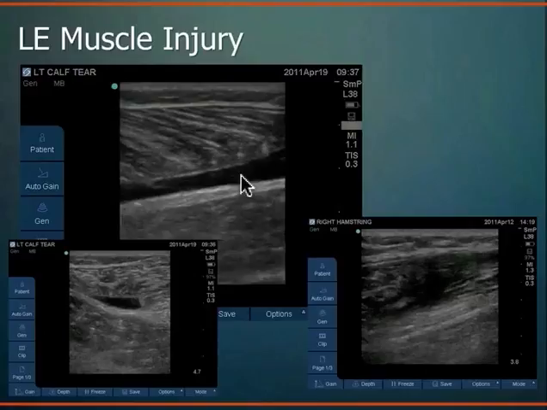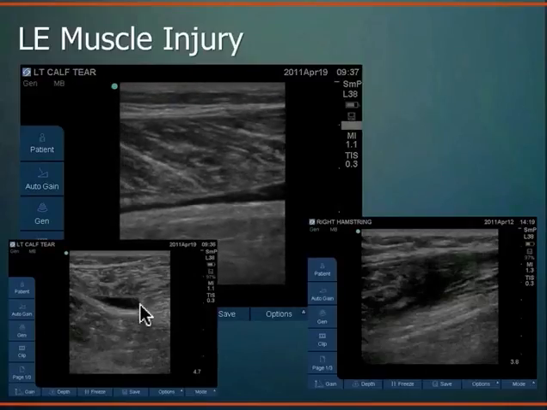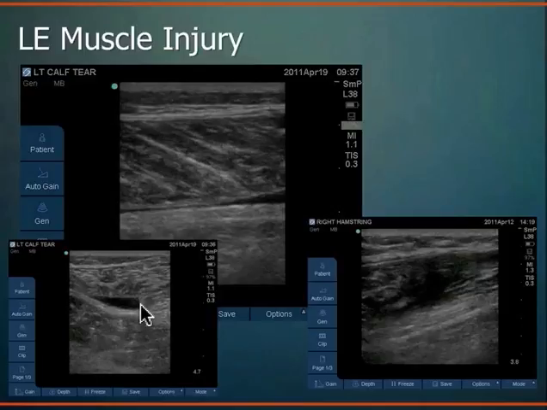So this is that calf hematoma I showed earlier, the hematoma formation. This is the retraction of that calf muscle. So this is the same patient here with retraction of muscle tissue, muscle tear. And this is contiguous with this hematoma formation here.